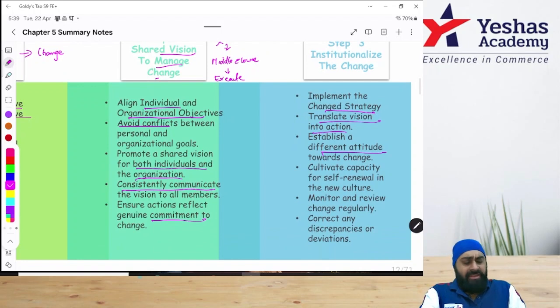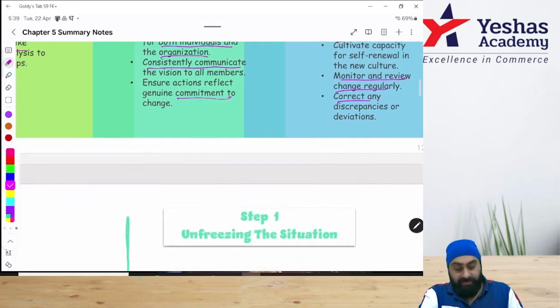What are the different attitudes towards change? People may have a negative attitude towards change. People don't like change. You even don't like change. The amount of fun you had in your 12th standard and the amount of pressure you're taking of studies now has changed. Do you enjoy the change? I think you should enjoy the change. You should enjoy the pressure. Pressure is also fun sometimes because it pushes you to perform really well. So monitor and review change regularly, and correct any discrepancies or deviations, if any.